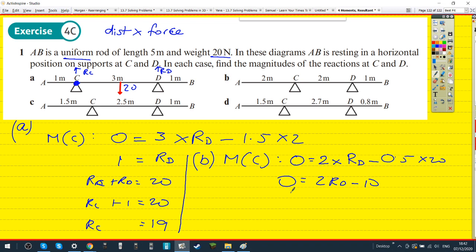It's just giving me a syntax error for some reason. No, I think I know why. Yeah, I got the reaction at D is 5. Okay. Reaction at C. And so do I now need to do reaction of C plus 5 equals 20? Yep. And so reaction of C is equal to 15. That's it.